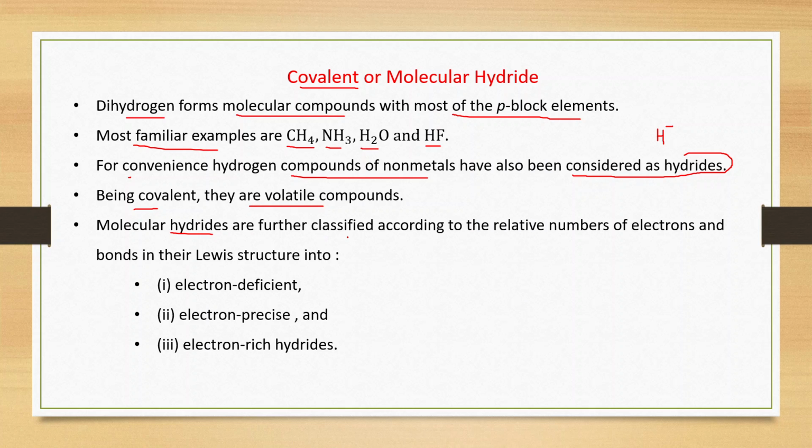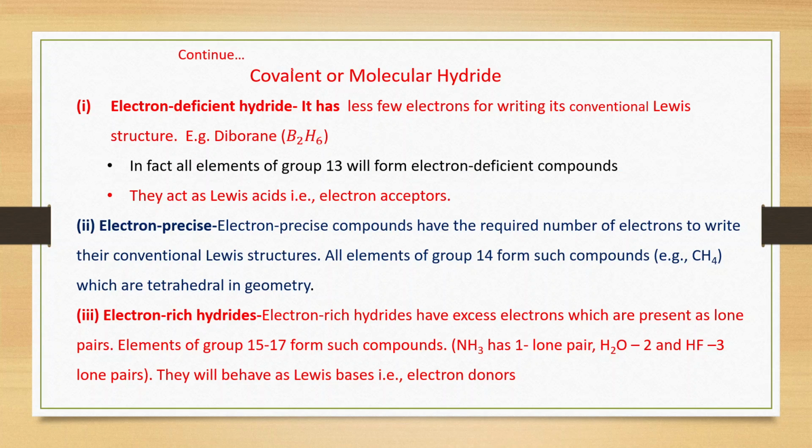Molecular hydrides are further classified according to the relative number of electrons and bonds in their Lewis structure into three categories: electron deficient, electron precise, and electron rich hydrides. First come to electron deficient hydride. It has too few electrons for writing its conventional Lewis structure.